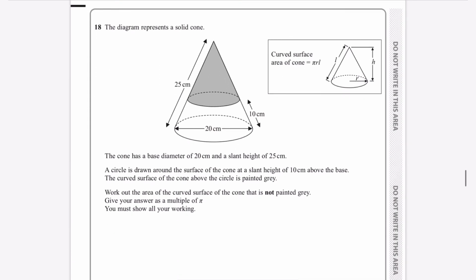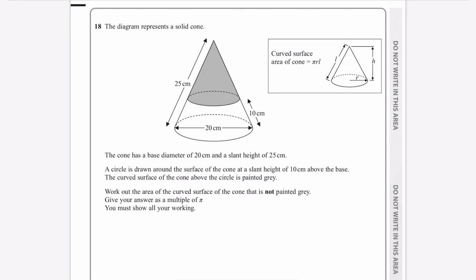This is where things are starting to get a bit harder because they need you to do a little bit more in the question. It says the diagram represents a solid cone, and they've told you what the surface area of a cone is, the curved surface area, not the bottom part. The cone has a base diameter of 20 and a slant height of 25. A circle is drawn around the surface of the cone at a slant height of 10 centimeters above the base. The curved surface of the cone above the circle is painted grey.